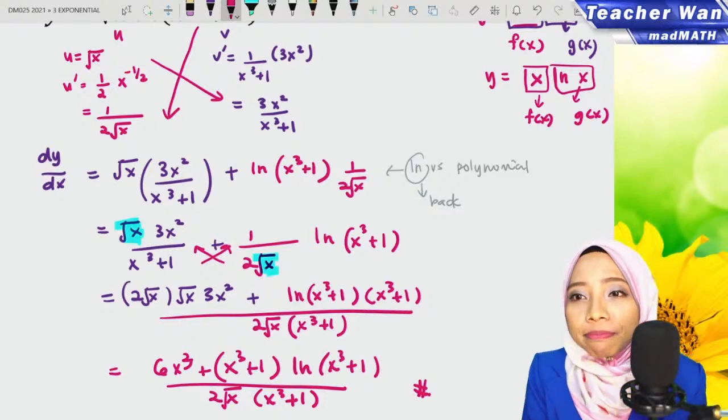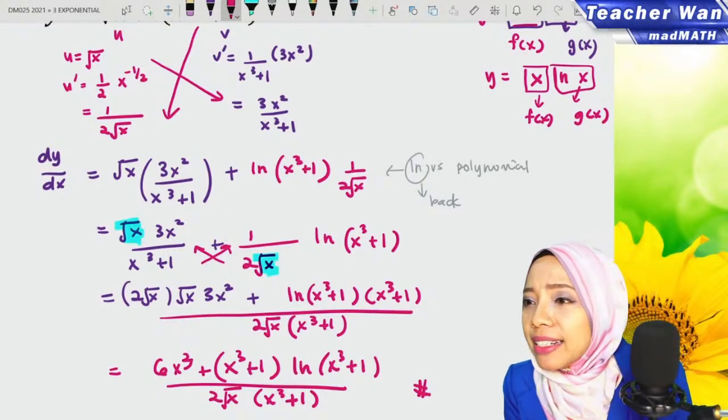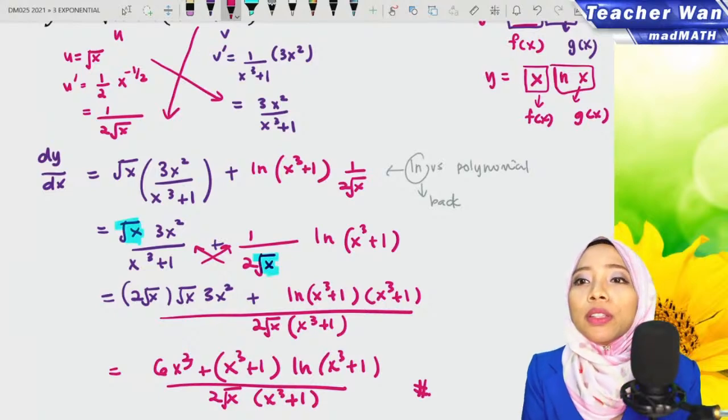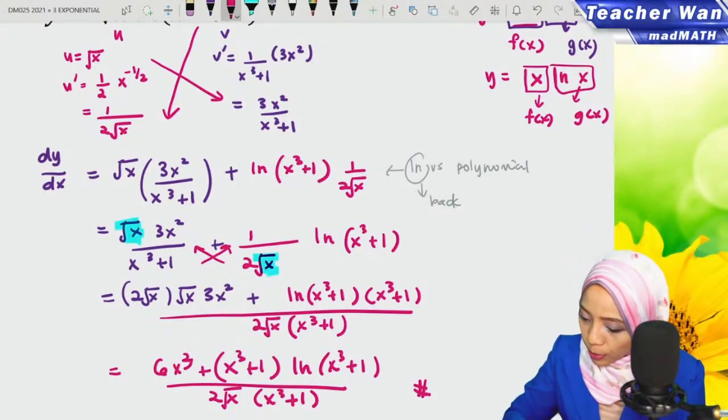Okay. So far okay? Understand, madam? Okay, thank you Afiqah. Yes, correct. 6x cube. Okay, a bit neater, the 3 in this one.